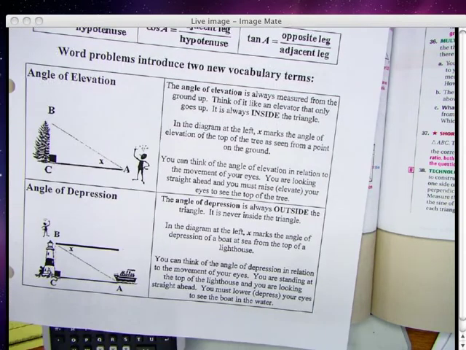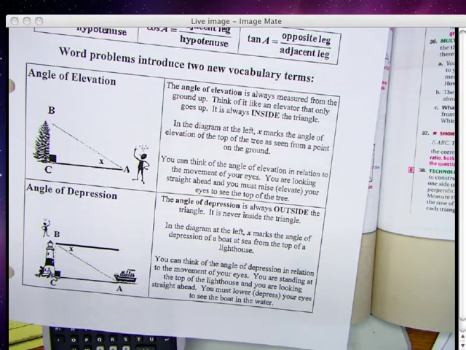The angle of elevation is always measured from the ground up. Think of it as an elevator that only goes up. It's always inside the triangle. In the diagram at the left, X marks the angle of elevation from the top of the tree seen from the point on the ground. You can think of an angle of elevation in relation to the movement of your eye. You are looking straight ahead. You must elevate your eye to see the top of the tree.